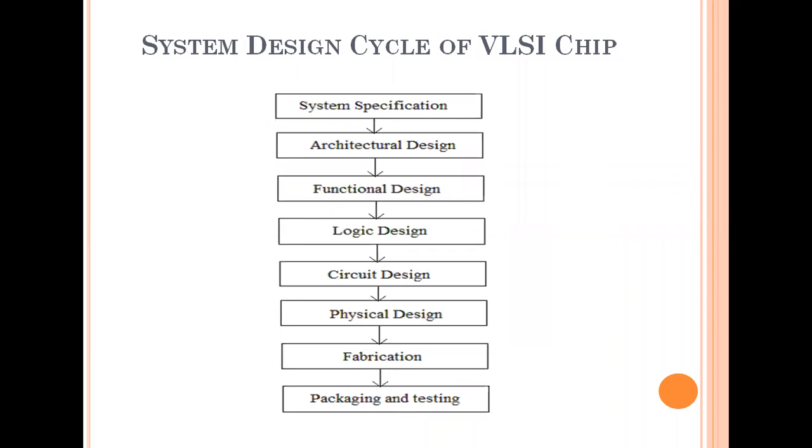The circuit design is usually expressed in a circuit diagram, and this circuit diagram shows elements like the cells, macros, gates, transistors, and the interconnection between these elements. So this representation is called a netlist.